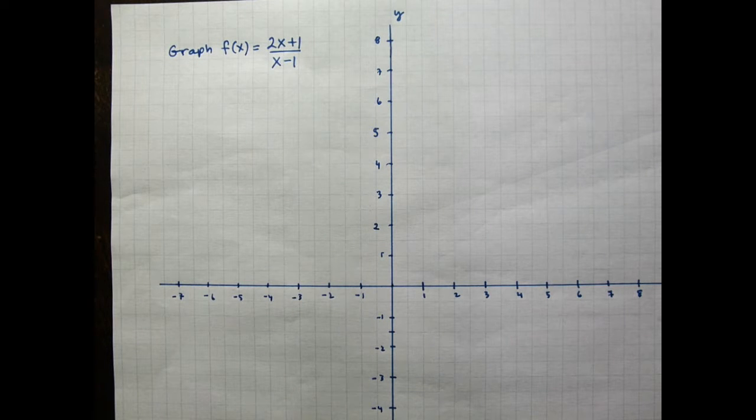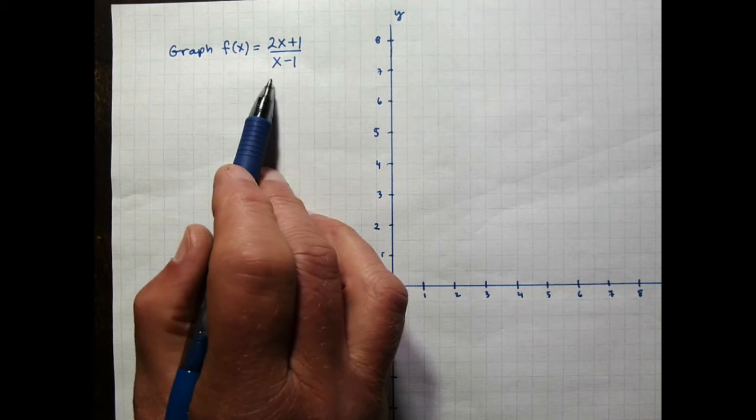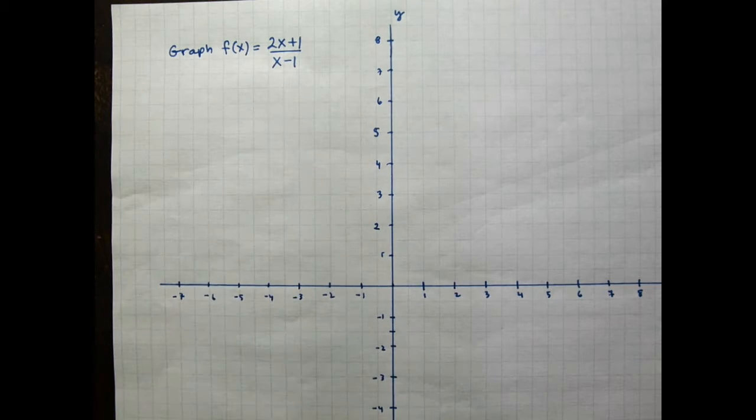Here is our second example of graphing a rational function. We're going to graph f of x equals (2x plus 1) over (x minus 1). This is a little bit more complicated than our first example, and we are also going to just plot points. We're going to explore and plot a lot of points, and find our way through this.